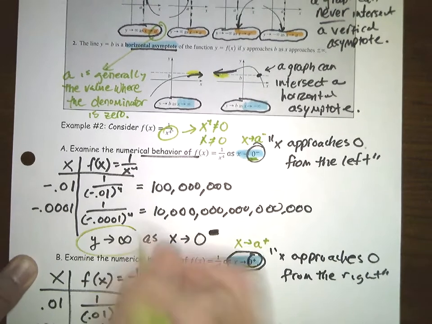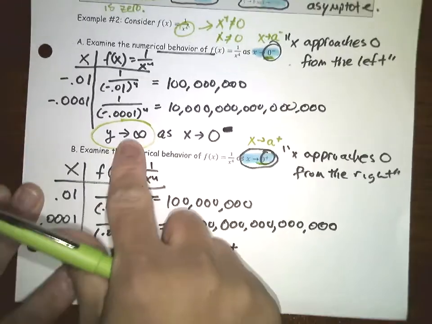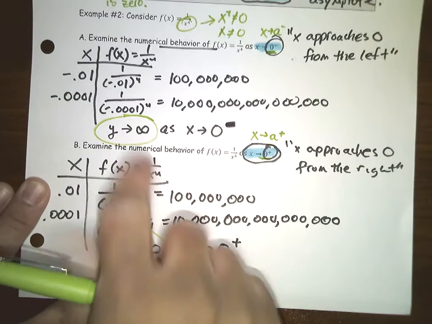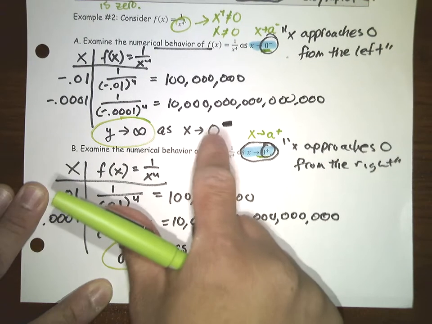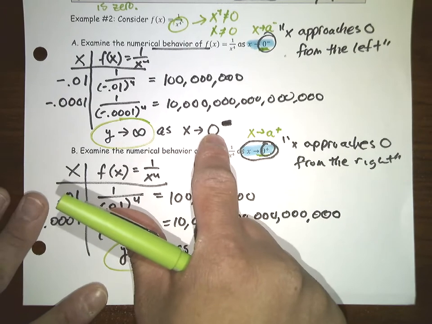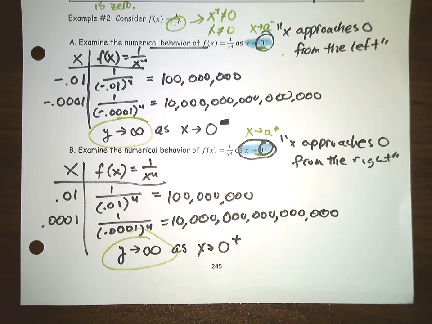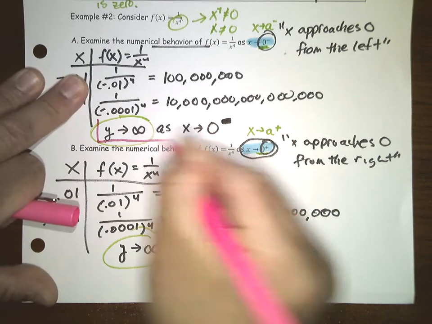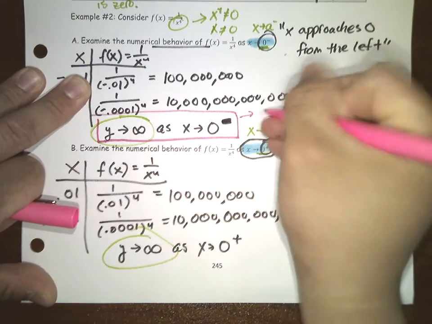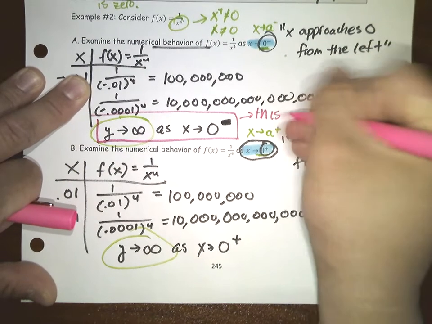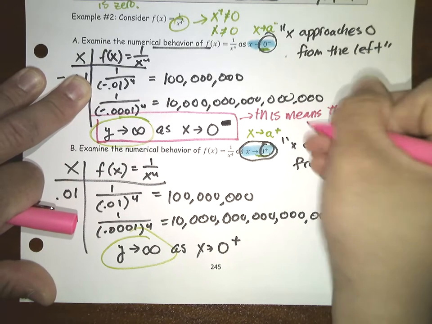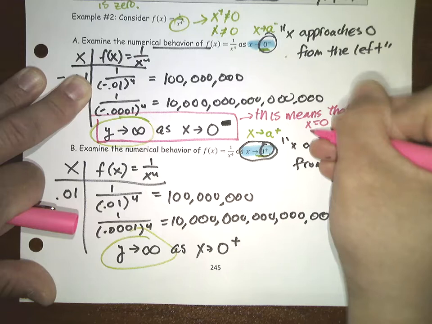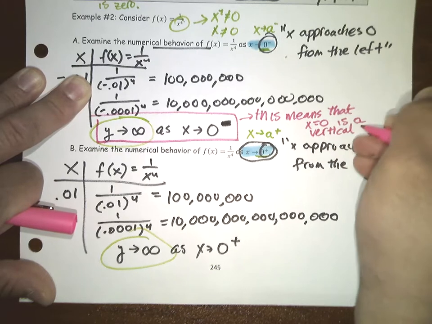So you see that y approaches infinity or negative infinity. As long as we get that answer here, that means that x equals 0 is a vertical asymptote of f of x. So if you're wondering why we are doing this, or what this means, this actually means something. It means that x equals 0 is a vertical asymptote.